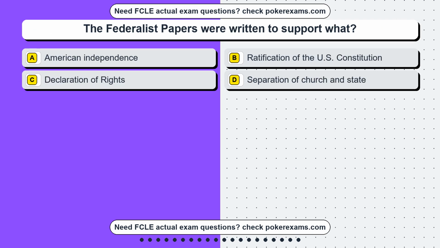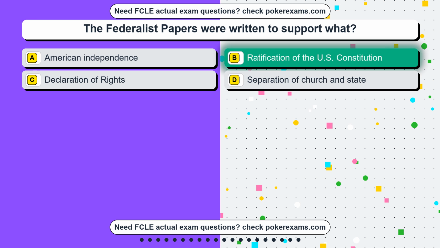Question 8. The Federalist Papers were written to support what? Option A, American independence. Option B, ratification of the U.S. Constitution. Option C, Declaration of Rights. Option D, separation of church and state.